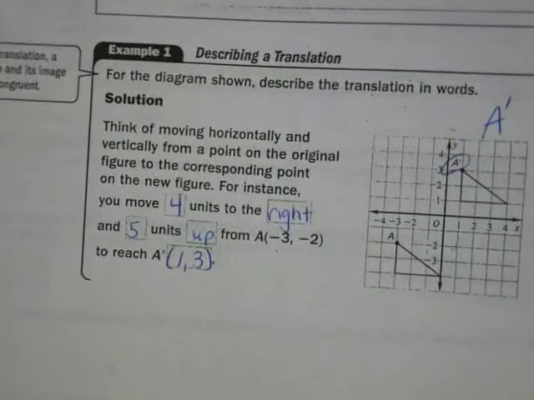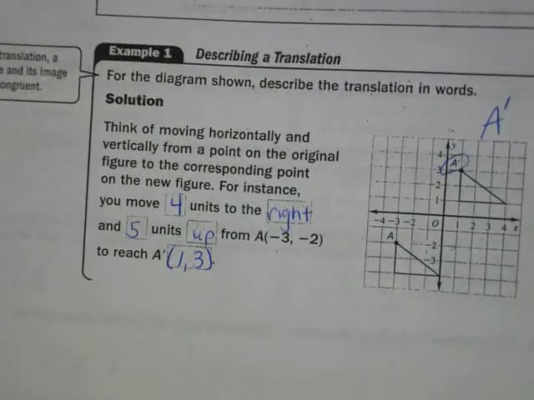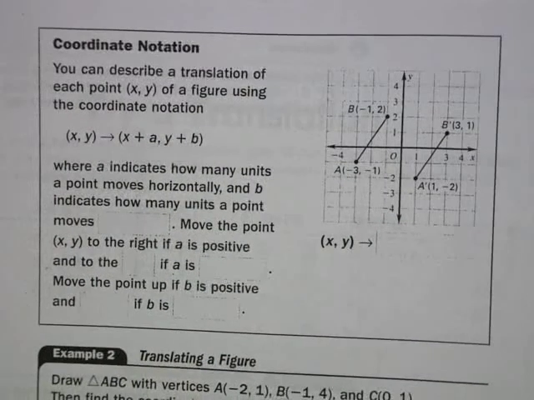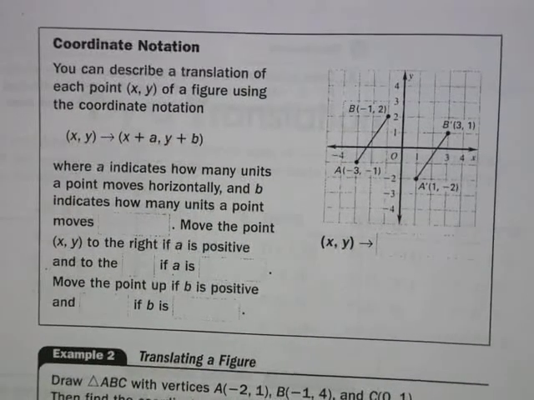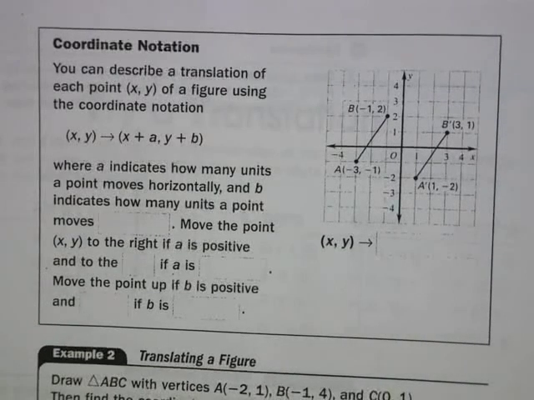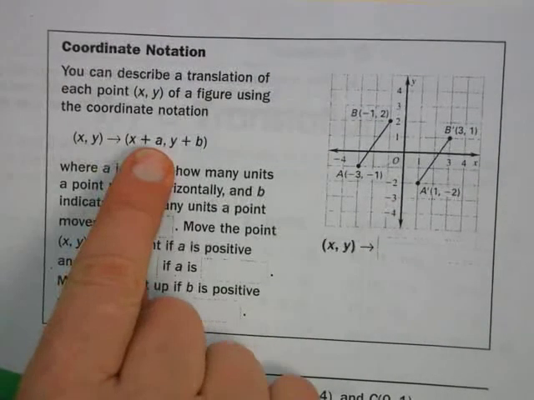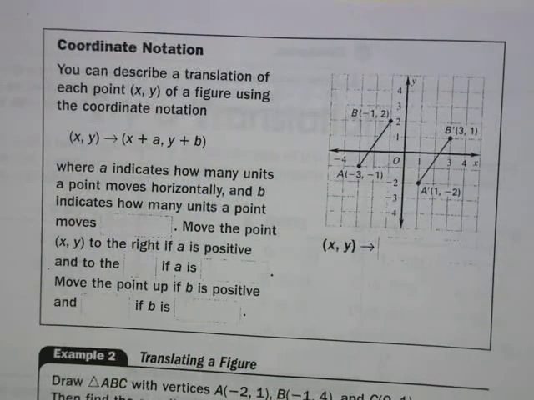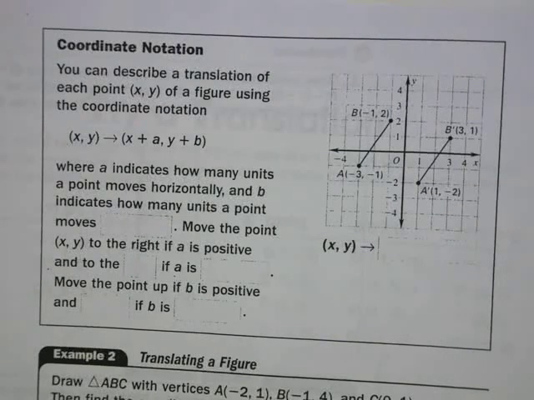Let me zoom in just a teensy bit here. Okay? So that leads us into coordinate notation, which is on your next page here. Coordinate notation. You can describe a translation of each point, your x, y, of a figure using the coordinate notation. So I have to add something to the x and add something to the y. So we add a to the x, b to the y. We're just showing that it could be a different number each time. We also say it's addition, but certainly we could think of it as subtraction, but subtraction is the same as adding a negative, so that's why they describe it as addition every time.